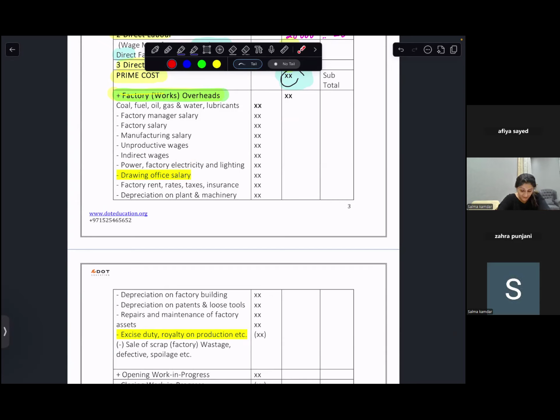Excise duty, royalty on production. This is also something that confuses people. Excise duty, royalty on production, where will it go?